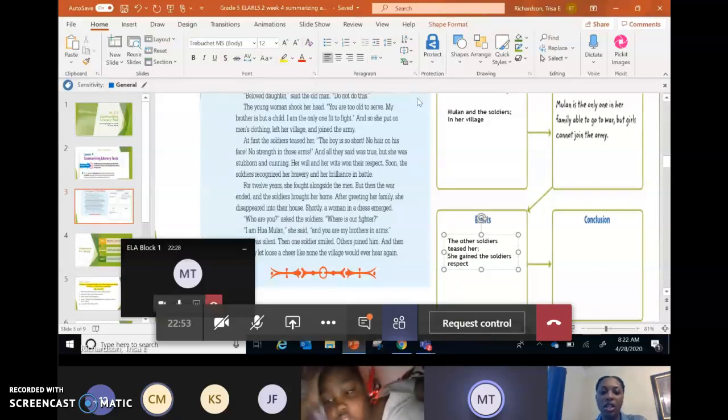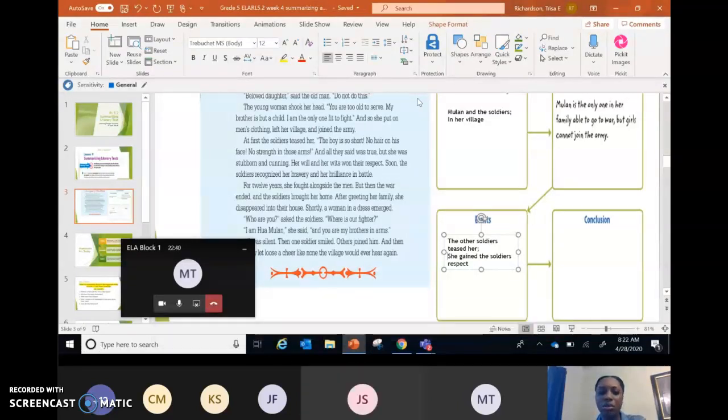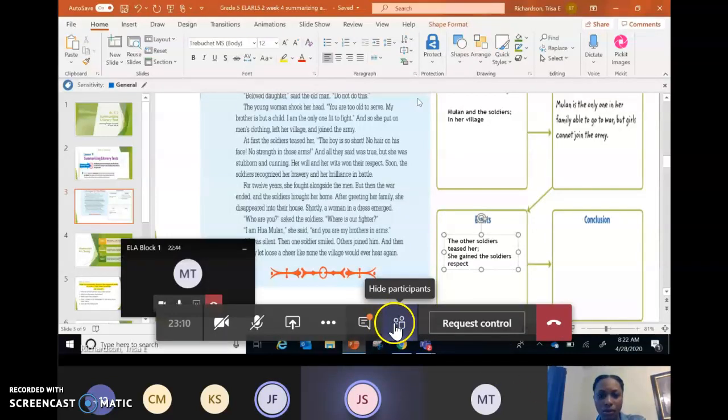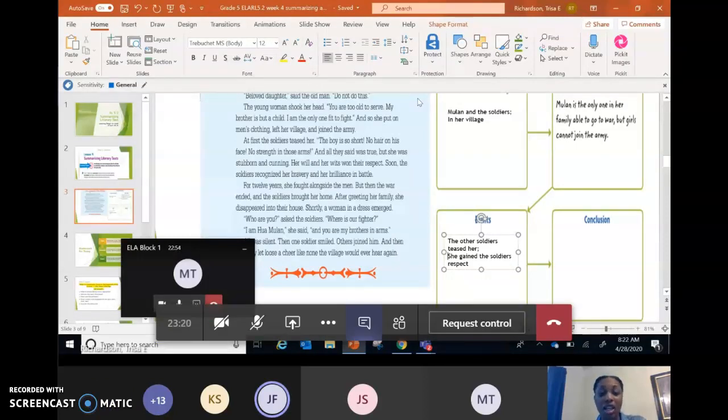Very good. Great job. Then Josiah, you said that she gained the soldiers' respect. How was she able to gain the soldiers' respect? What do you think that means? What did she do to gain the other men's respect? Her will and her wits. Okay, what do you think it means when they say her will and her wits won their respect? Her skills? Yeah, her skills, her fighting skills, her ability to fight well.